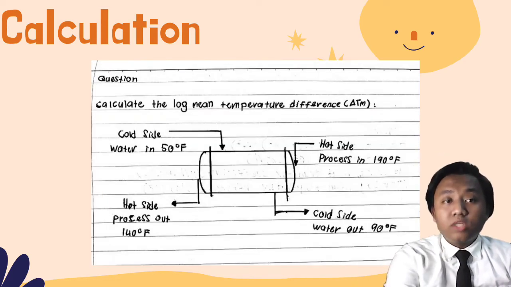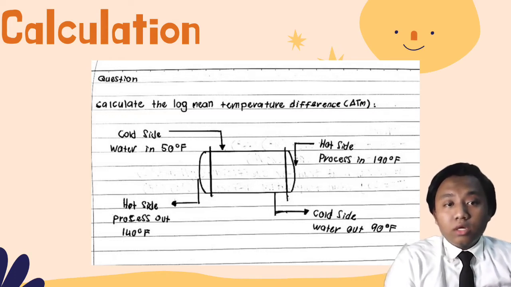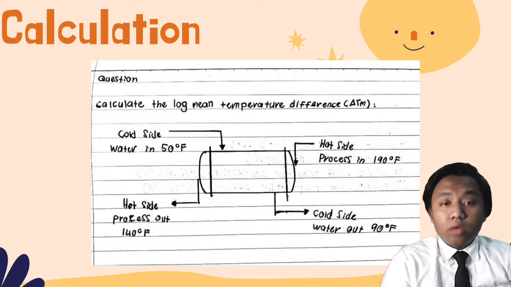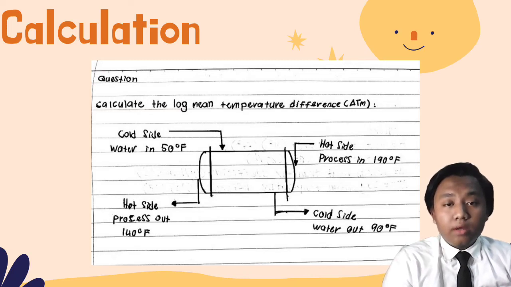This is the question. Calculate the log mean temperature difference ΔTm. The cool side water in is 15 Fahrenheit, hot side process out is 114 Fahrenheit, hot side process in is 119 Fahrenheit, and the cool side water out is 19 Fahrenheit.